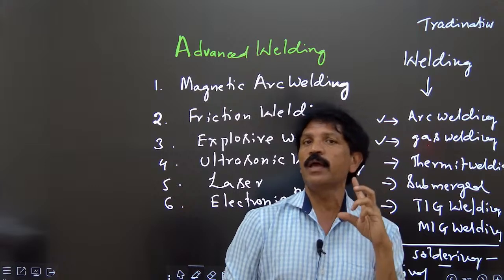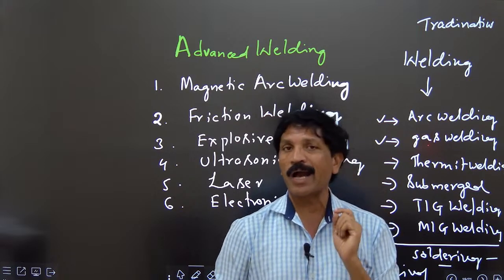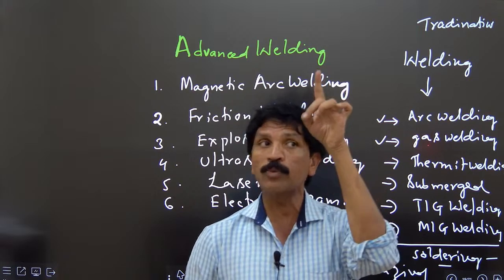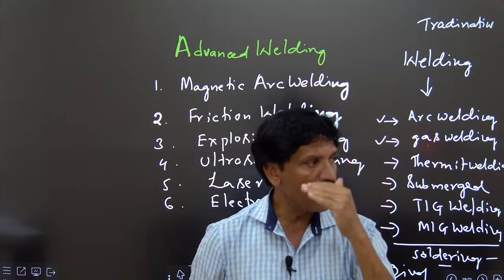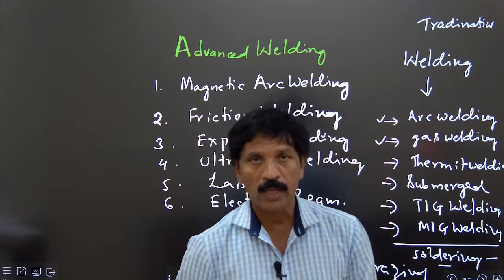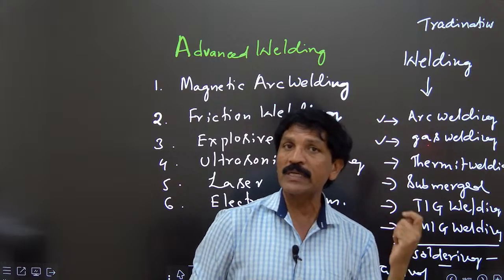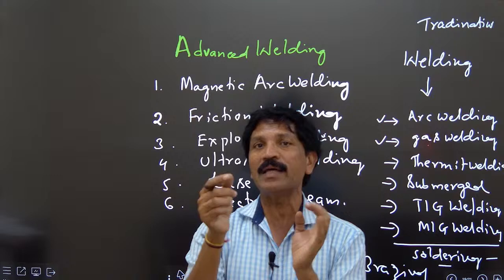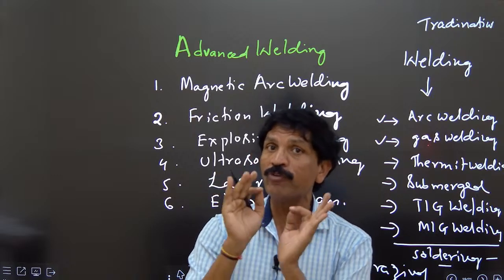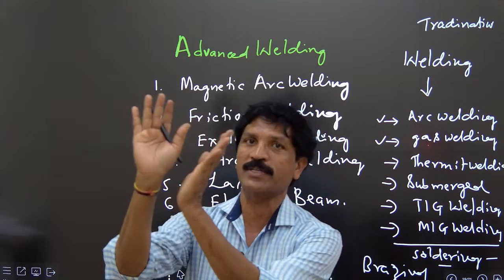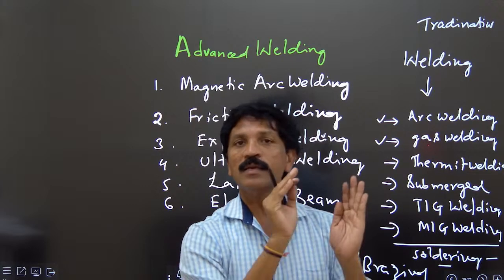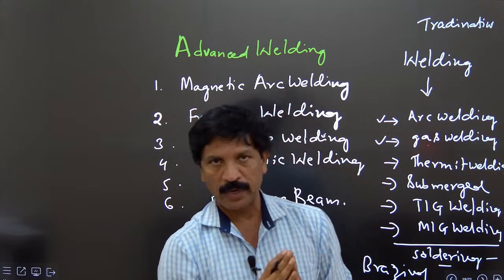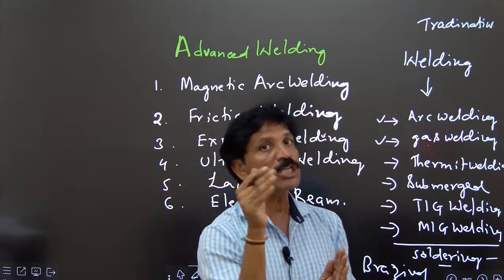First of all, the electrodes are of two types: consumable electrodes and non-consumable electrodes. Consumable means that whenever the temperature is induced into the electrode, it melts and supplies the filler material where we want to weld the parent parts. That is one kind of electrode. And the second one is the non-consumable electrode.